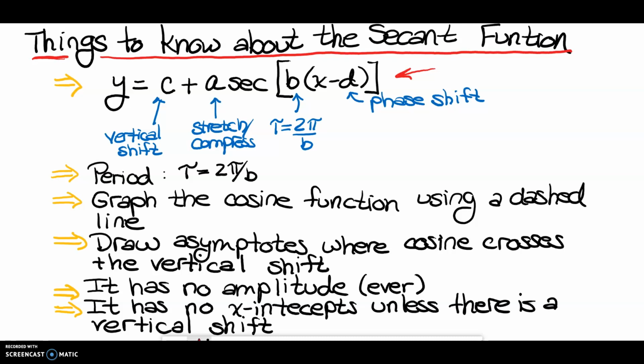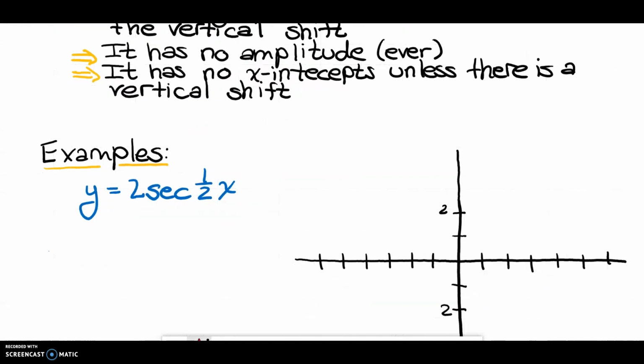The way that we're going to graph our secant function is by graphing our cosine function first using a dashed line. We're going to draw asymptotes at the points where our cosine function crosses the vertical shift. I want to remind you, since secant goes all the way up and down to positive and negative infinity, it has no amplitude ever. And if it does not have a vertical shift, it will never have an x-intercept. It might have an x-intercept if you're shifting the graph up or down more than one. So let's do a couple of examples here.